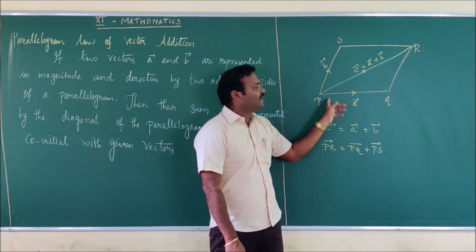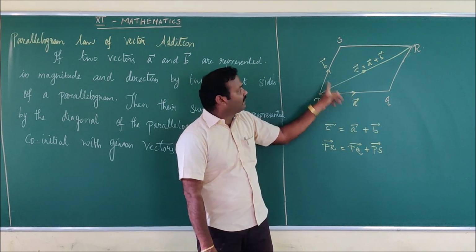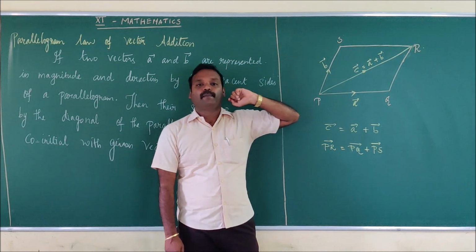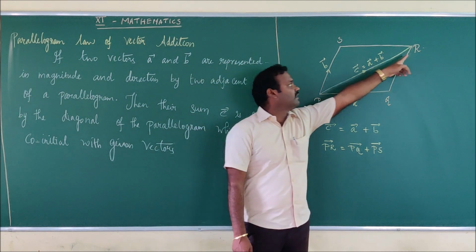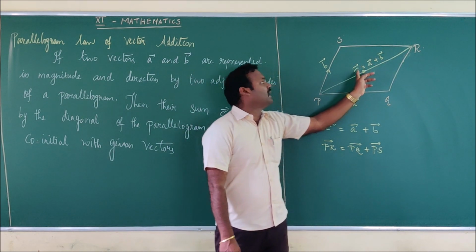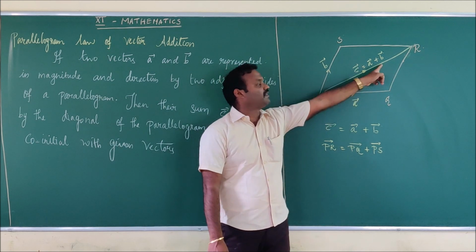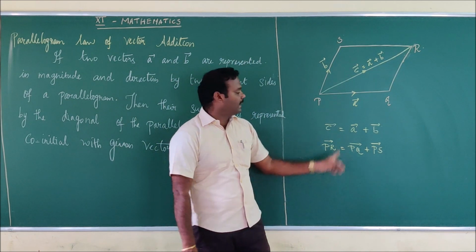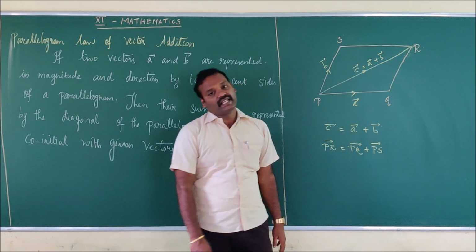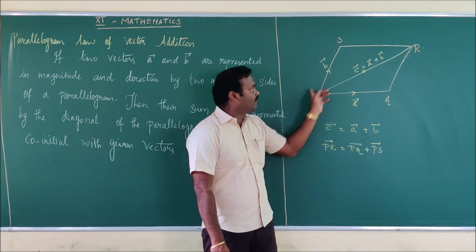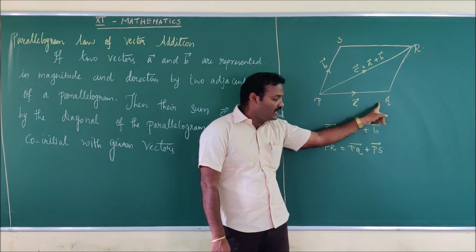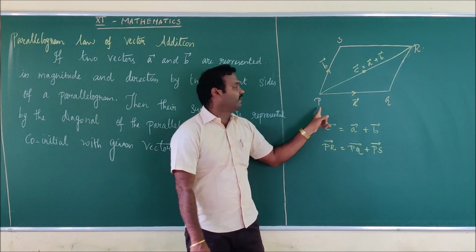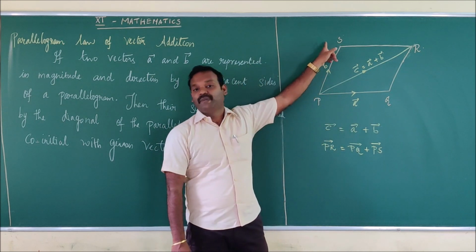If these adjacent sides are taken, then the resultant of these two vectors is given by the diagonal of the parallelogram. What is the diagonal for this parallelogram? PR. So I have written the sum of these two vectors represented by the diagonal. So C vector is equal to A vector plus B vector, and the diagonal PR vector is equal to PQ vector plus PS vector, because I have fixed the adjacent sides as PQ and PS.